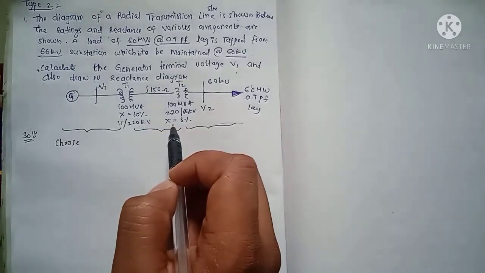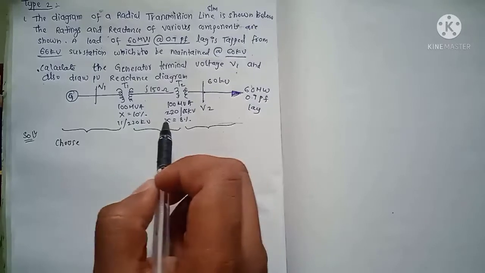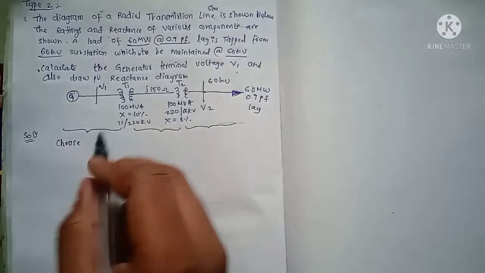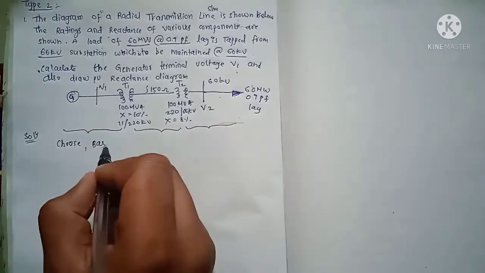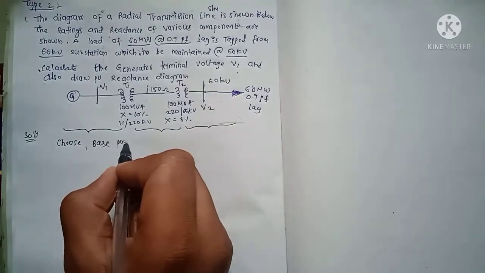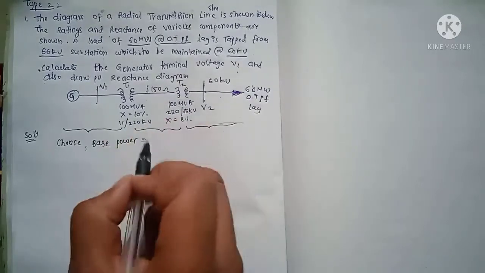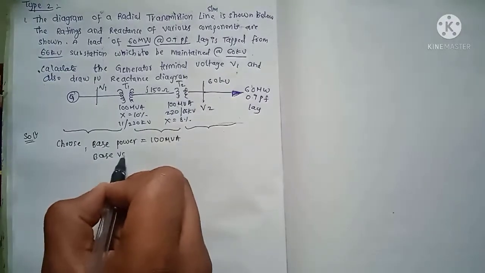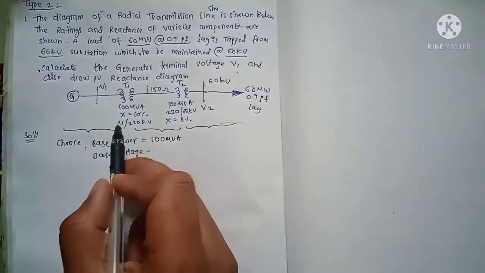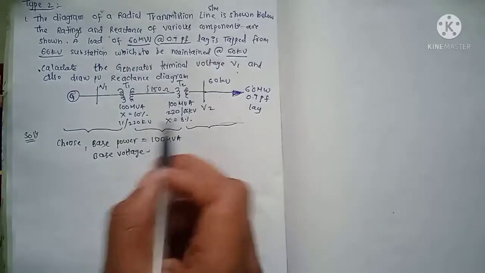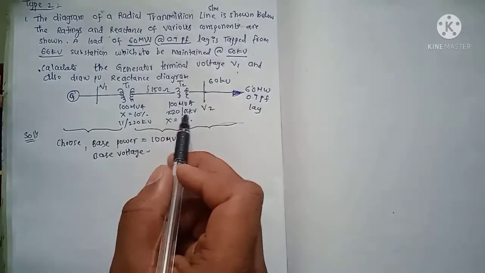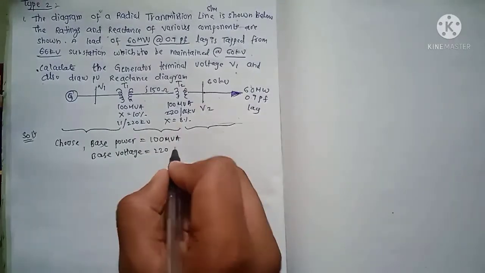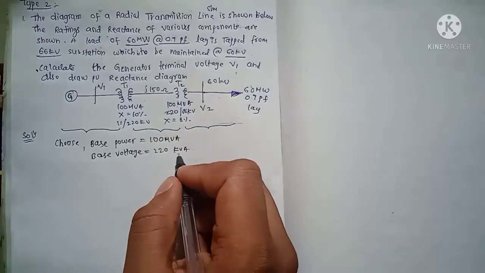Next, we are left with the transmission line section. Take the base power as 100 MVA for the transformers T1 and T2, and the base voltage common to these two. This is 11 by 220, and 220 by 66, so 220 is common. I will take 220 as the base voltage.